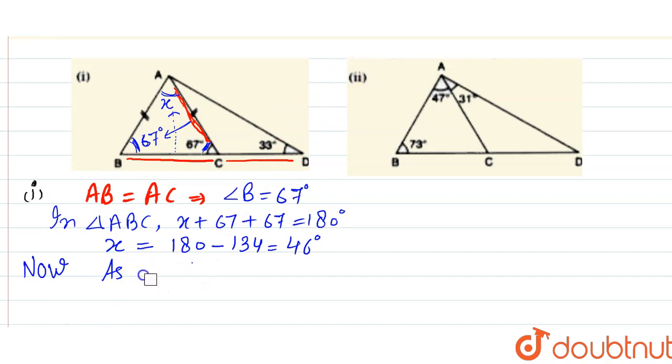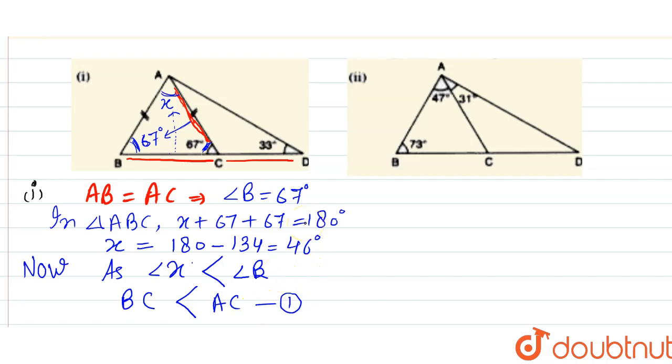as angle B is greater than angle x, or we can write it this way also: as angle x is smaller than angle B, the side opposite to angle x, that is BC, is shorter than the side opposite to angle B, which is side AC. So we got one important result.